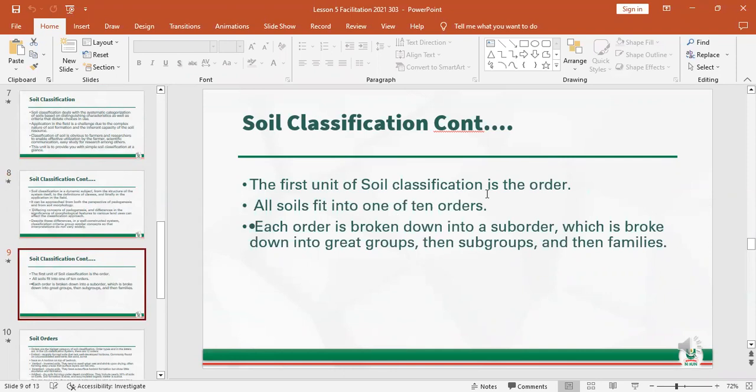We have the sub-orders, the great groups, the subgroups, and then the families and series. Soil orders may include something like Entisols, Alfisols, Vertisols, Inceptisols, Spodosols, Aridisols, Ultisols, and so on and so forth. About 12 of them.